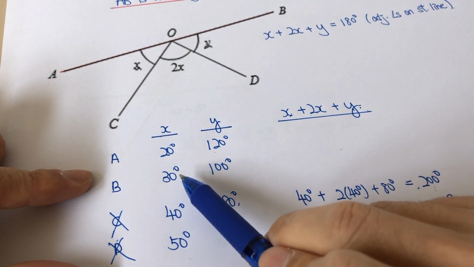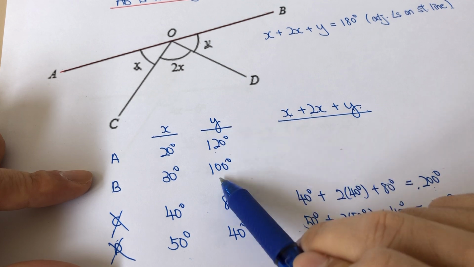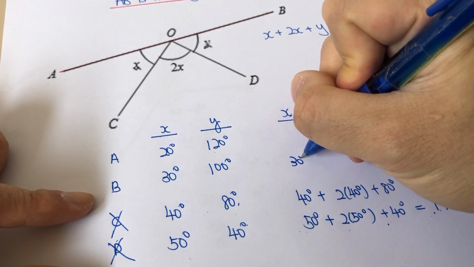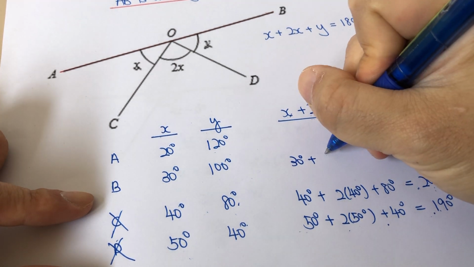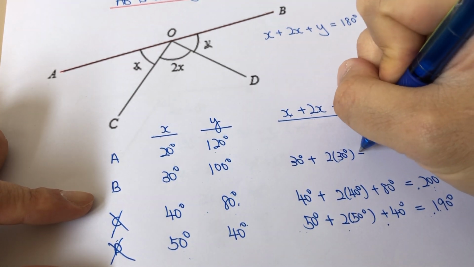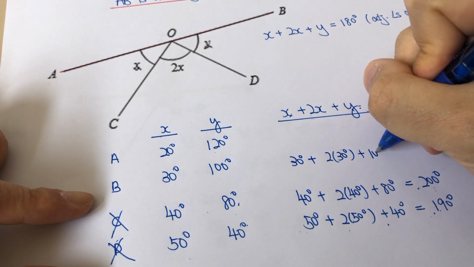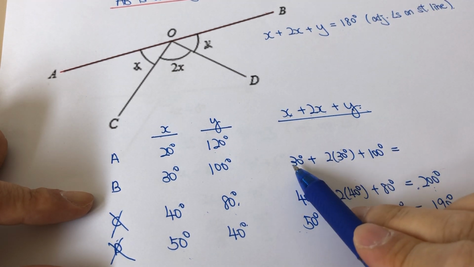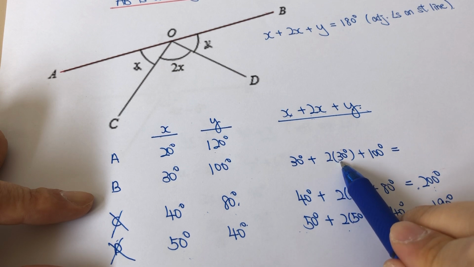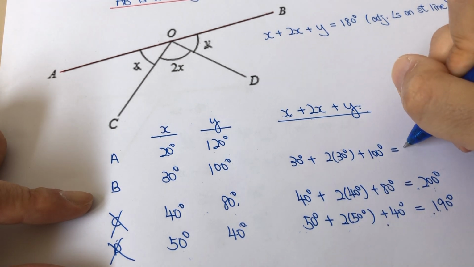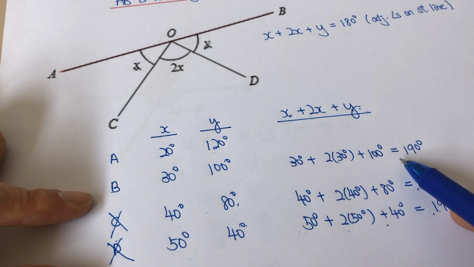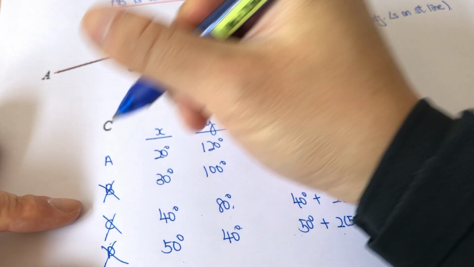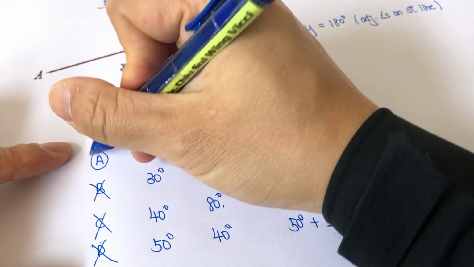And then B. X is 30, y is 100. So let's check. X is 30 plus 2 times x, and then plus y, which is 100. 30 plus 2 times 30 becomes 60. 30 plus 60 becomes 90. 90 plus 100 is 190. So this is not 180 obviously. So this is also incorrect. And therefore the answer must be A.